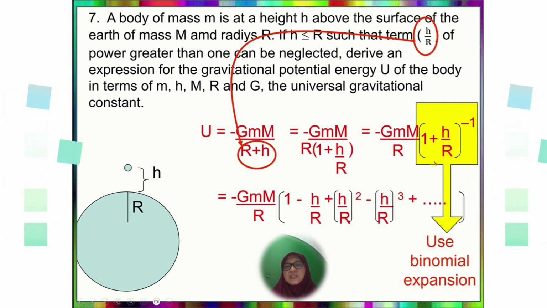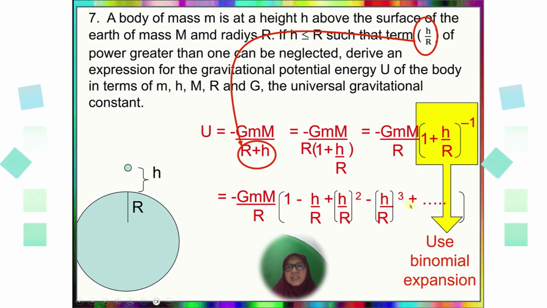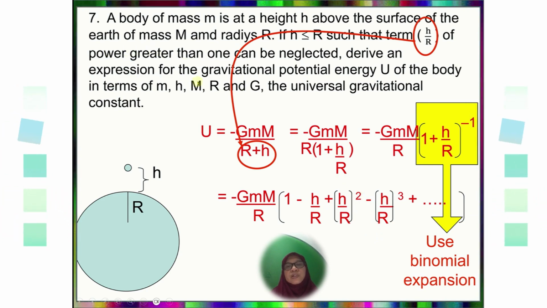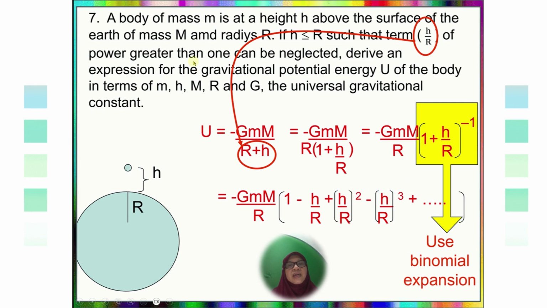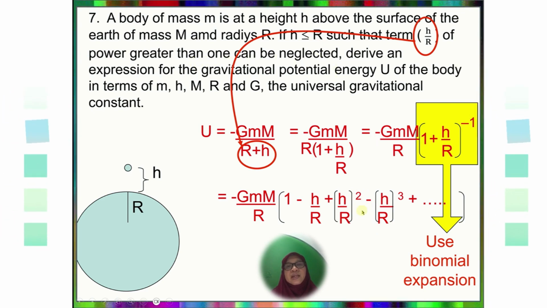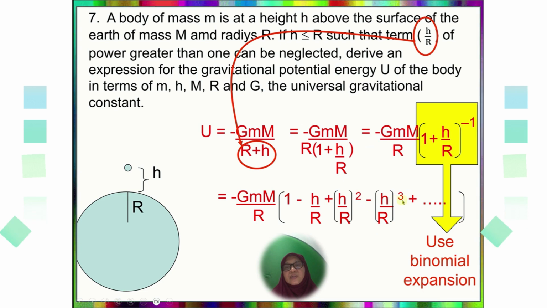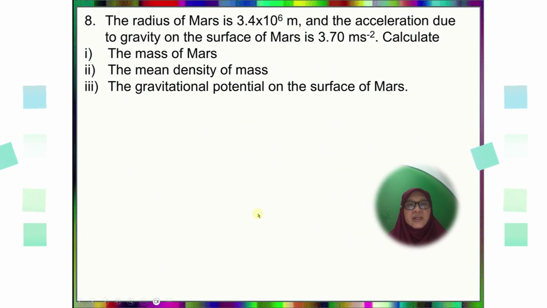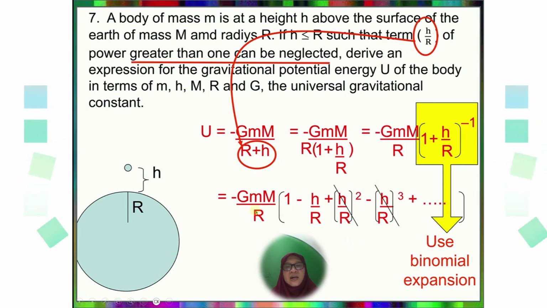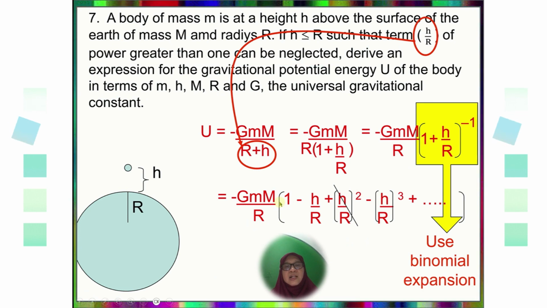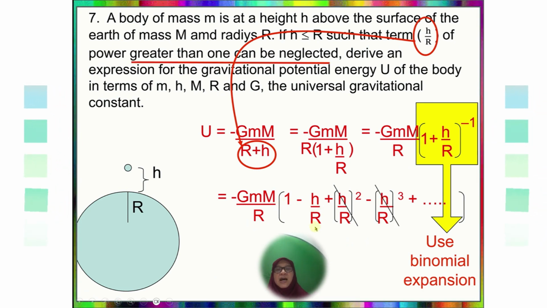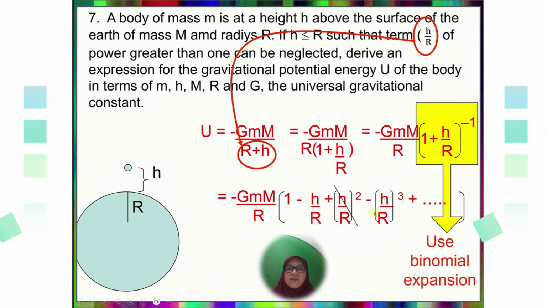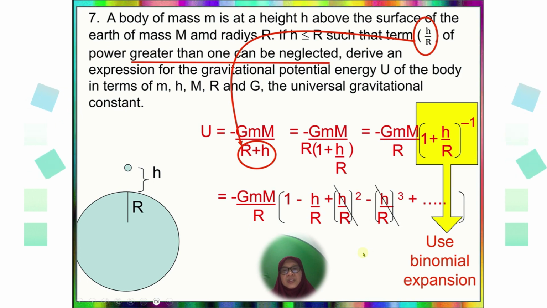Okay, so you've learned these rules in the mathematics class. The question says powers greater than 1 can be neglected. So the squared term here and all the rest we can neglect. So the answer is negative GM over R, bracket 1 minus h over R only. So these are the first two terms only, because we can neglect the rest. Okay, so that's the answer.